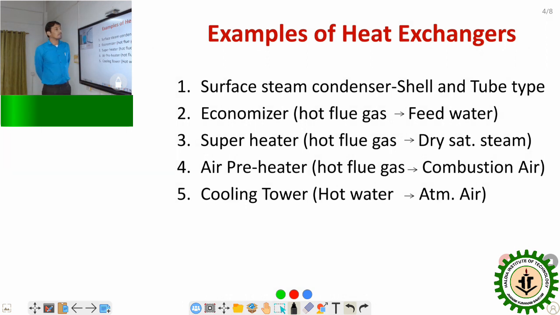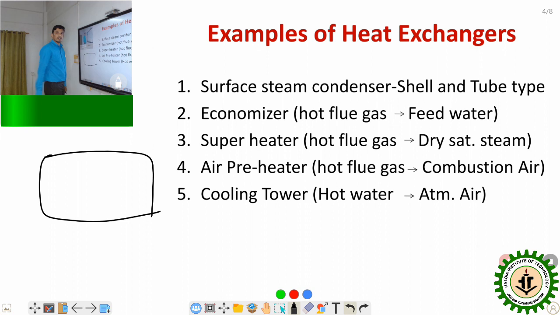There are some examples of heat exchangers I have written here. The first one is the surface steam condensers. This comes under the shell and tube type. What is that shell and tube? As the name suggests, there will be a shell, that means a closed vessel. So obviously there will be two openings here, and heat gets transferred.